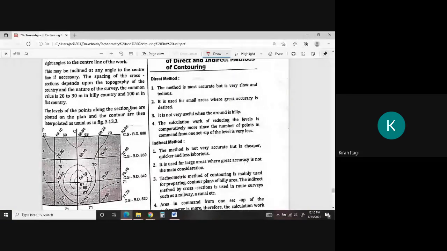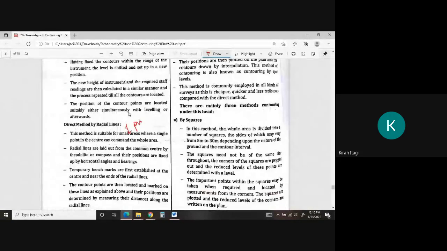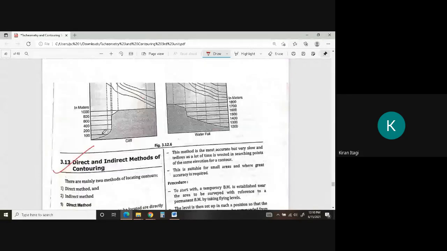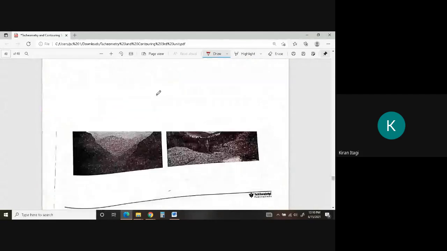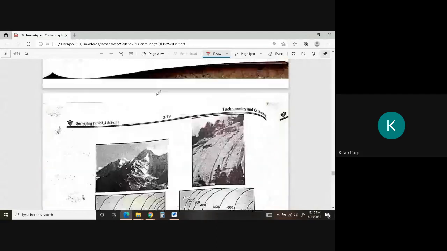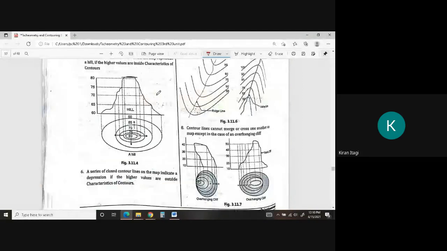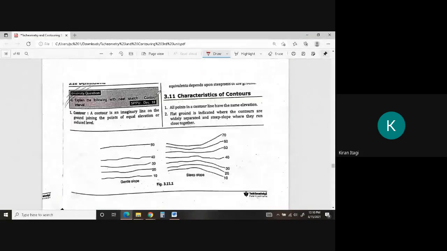If possible I will take it at 1 p.m. If not I will take it at 3 p.m. Okay, I will put the message half an hour before. Okay, the numericals are not there here, only the theoretical part is there, only to make you understand what you mean by contouring.